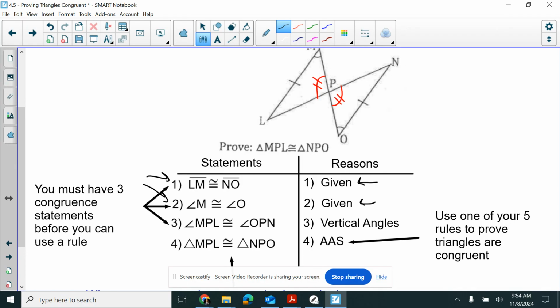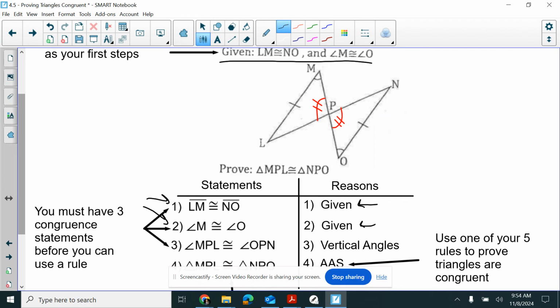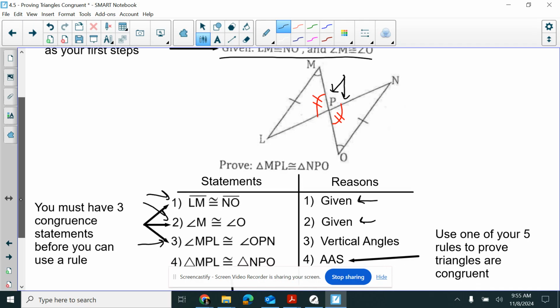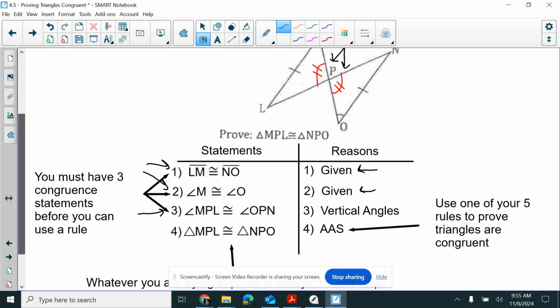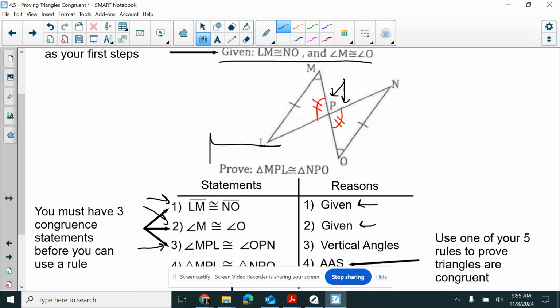So after we write down the givens, if I look at my picture, the other thing I notice is that I have vertical angles. So if you have vertical angles, you write that down. So that's step 3. So those two angles are congruent, and you write vertical angles. And then the last step is always going to be what you're trying to prove. So in this example, I'm trying to prove that these two triangles are congruent. So I can now prove that.